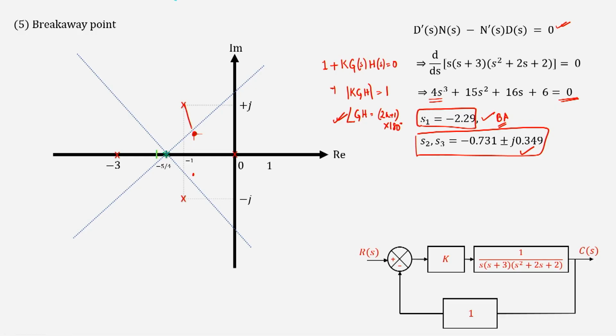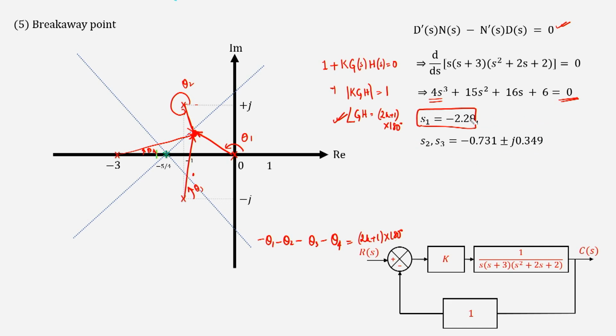How do I check the angle criteria? From each of these open loop poles you draw phasors like this, and then you find out the angle. So, if this is theta 1, this is theta 2, this is theta 3 and this is theta 4. Since these are all poles, you have to check minus theta 1, minus theta 2, minus theta 3, minus theta 4. If it comes to be some odd multiple of 180 degree, then we will know that this point is on the root locus. Otherwise, it will not be on the root locus. In this case, I have not done the calculation here, but you can go ahead and do your own calculations.